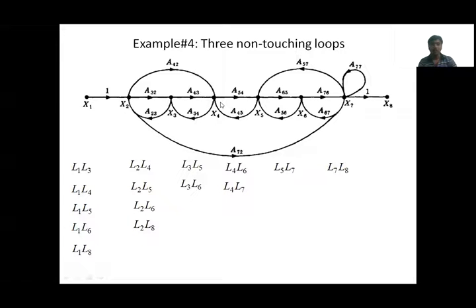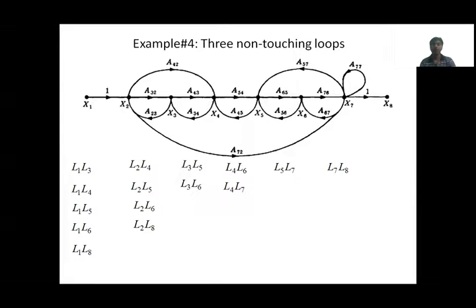Three non-touching loops. Of course, only one is there, L1, L3 and L5. Remaining all are touching. Only one three non-touching loop is there, L1, L3 and L5. You can write it, and after finding this, you have to substitute in the Mason's gain formula by finding delta value and delta 1, delta 2, delta 3.